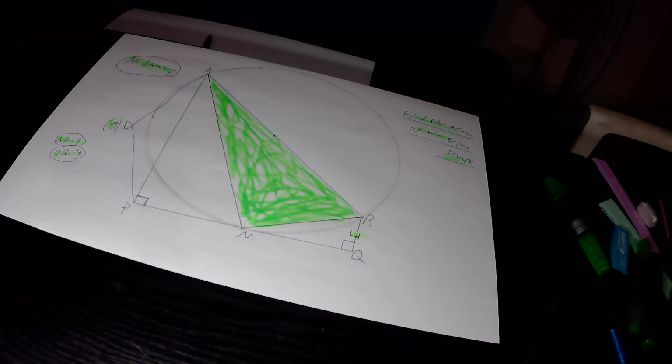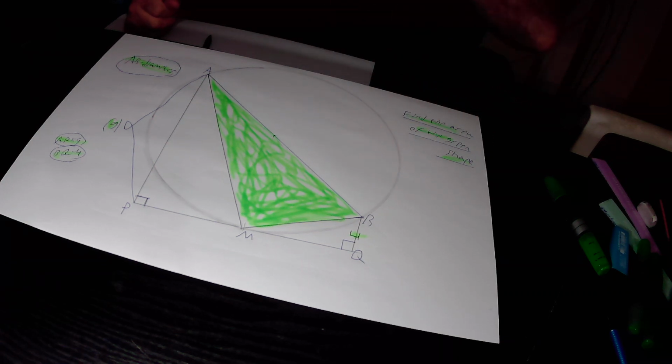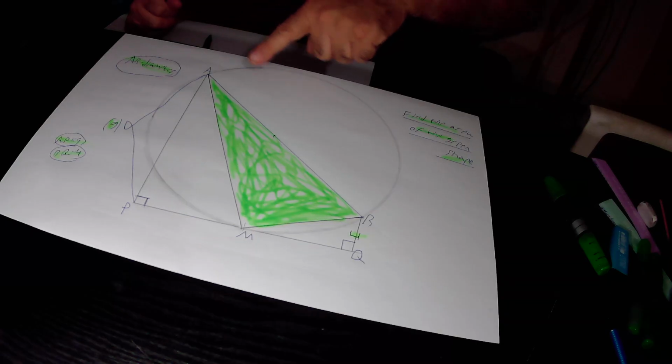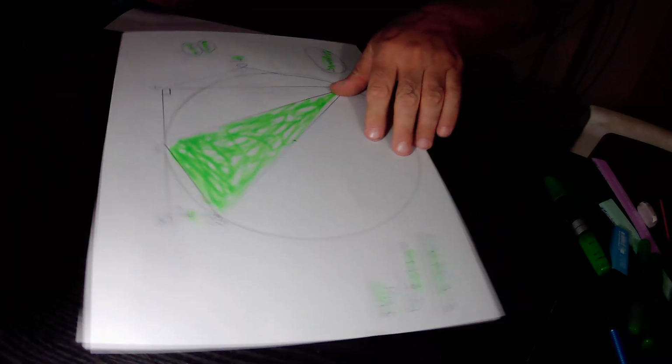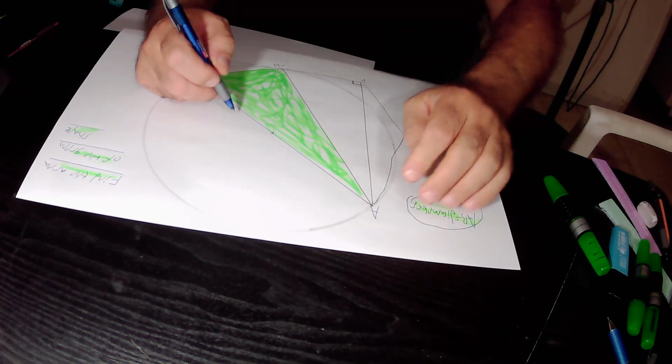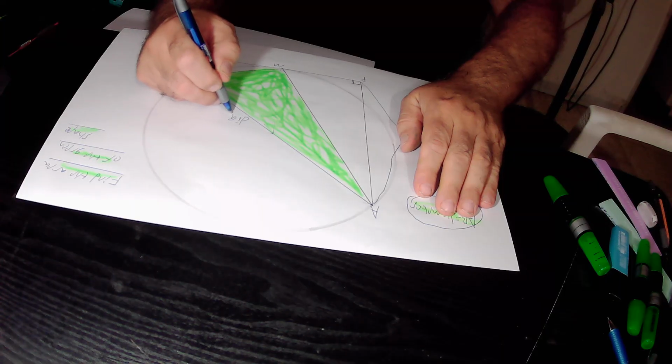Again, our task is to find out the area of this green shape, that is actually triangle AMB. It is given in the question that AB is the diameter of this circle. Chord AB is the diameter. So I write down that AB is the diameter of this circle.